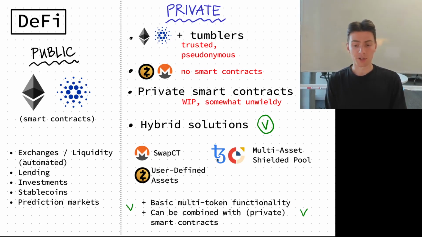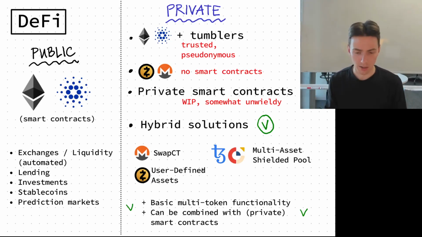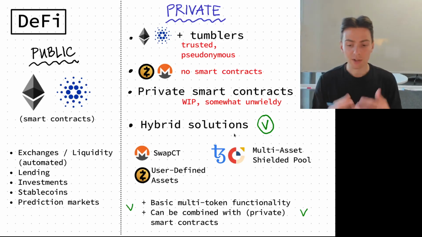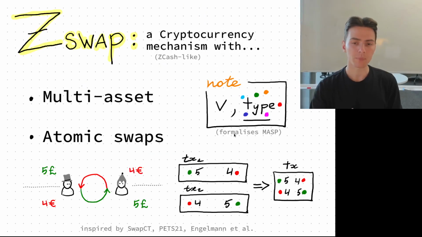We also have these two categories of solutions: so-called user-defined assets on Zcash, or the multi-asset shielded pool, MASP, on Tezos and Anoma. These are pretty much the same idea of how you add multiple tokens on top of a Zcash-like cryptocurrency. We believe that these solutions can be a very solid basis for later interacting with private smart contracts, so they are very necessary to get right.